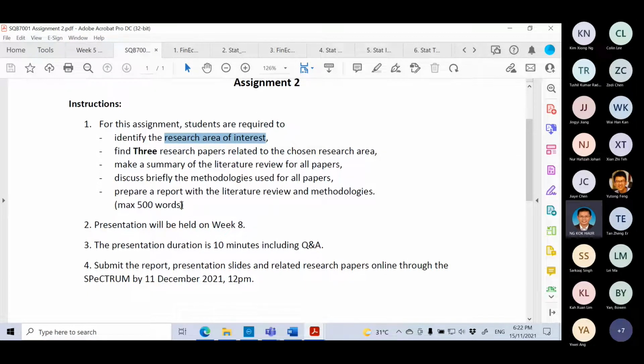I set it as a maximum of 5 words. Of course, you can put a bit more, but not too extra. I think 500 words should be enough. Okay.